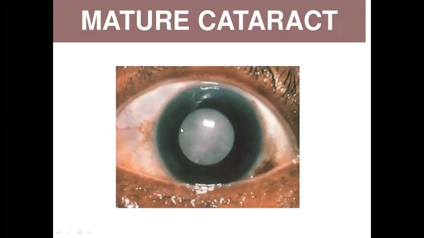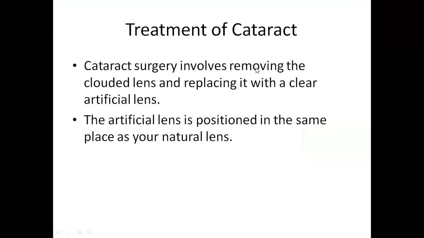So what is cataract? This is when the lens becomes clouded. It is not complete. Matlab, it obstructs the light. It blocks the light. It is not completely focusing the light over the retina. This is called cataract. So what is the treatment of the cataract?